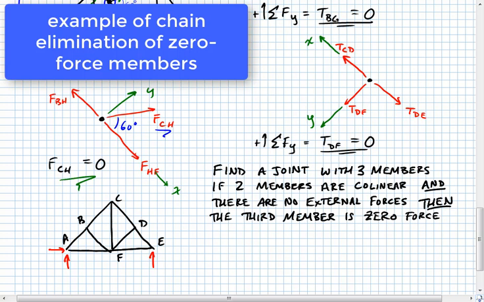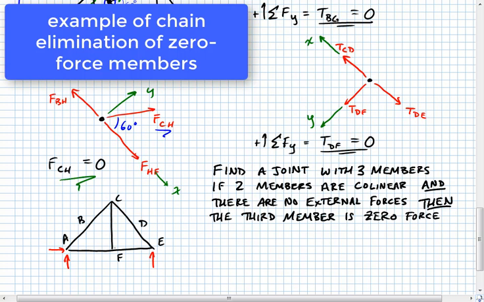You think about here, which of these members are actually 0 force members? Well, it's easy to use our rule that we just made up here to identify BF as a 0 force member and DF also as a 0 force member. But what's cool is, now that we've identified those 2 as 0 force members, we can remove them. Like I said, we can remove those from the truss, and it doesn't change how it gets analyzed.